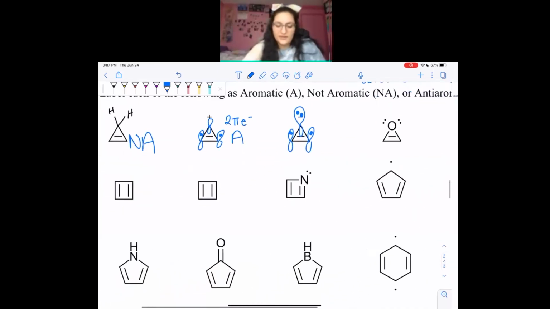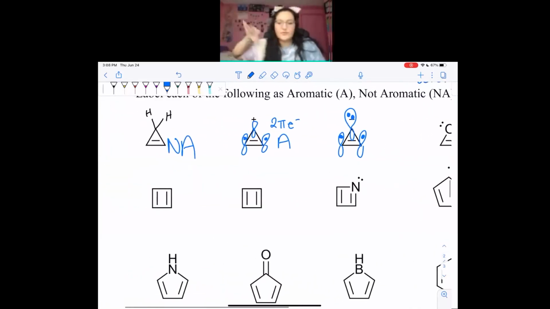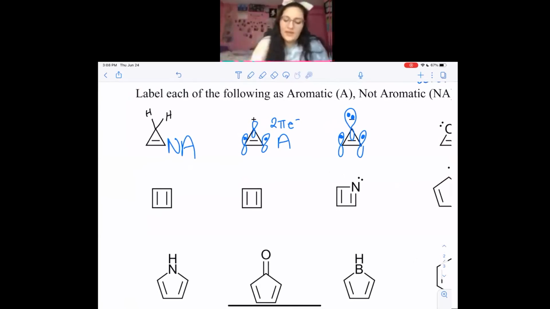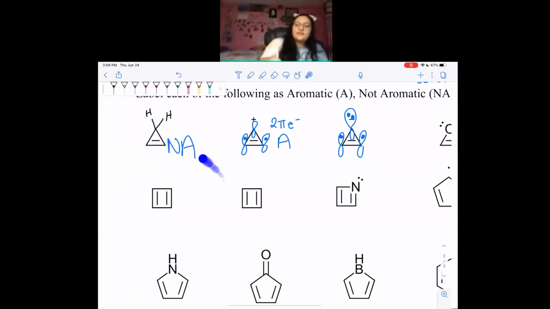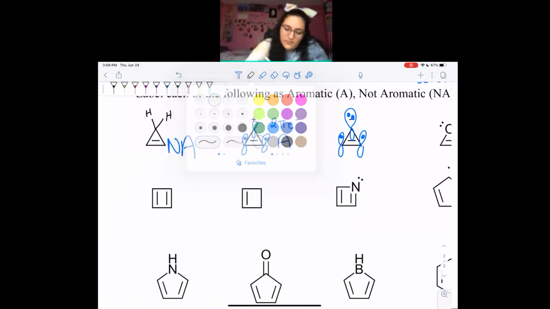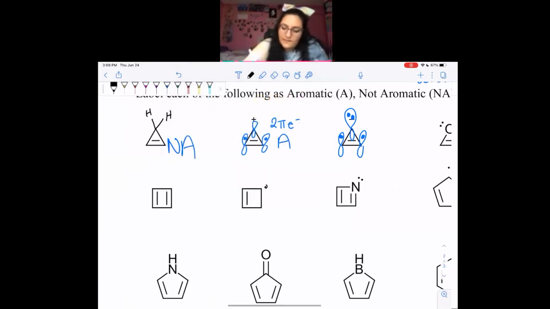All right, so let's start on the second row. We're going to leave those two in the corner for a moment. So is my main man right here, my main square, is he cyclic, planar, and fully conjugated? Yes, he is cyclic, planar, and fully conjugated. How many pi electrons do we have?